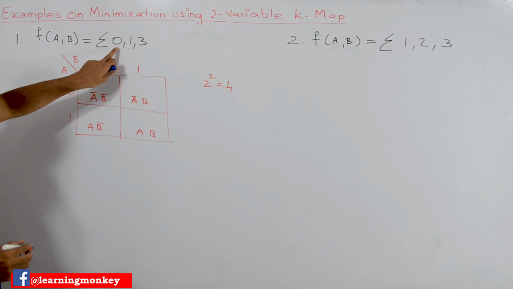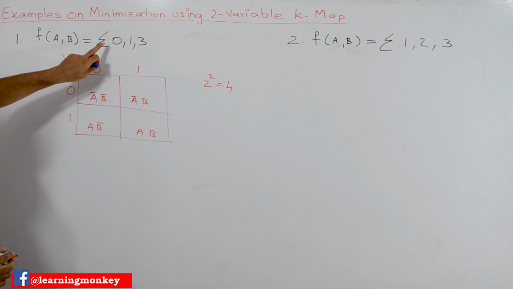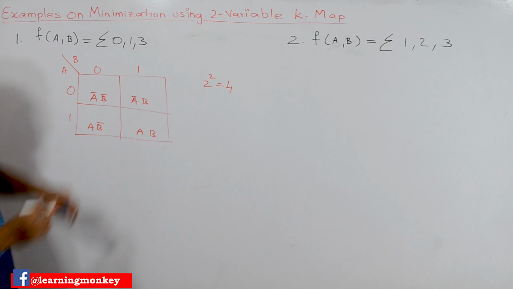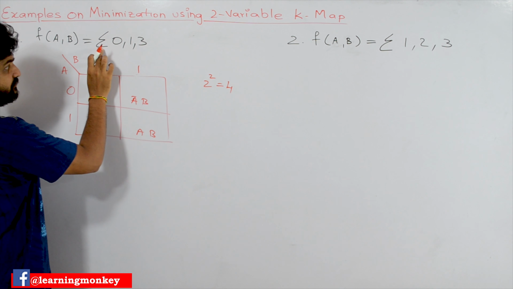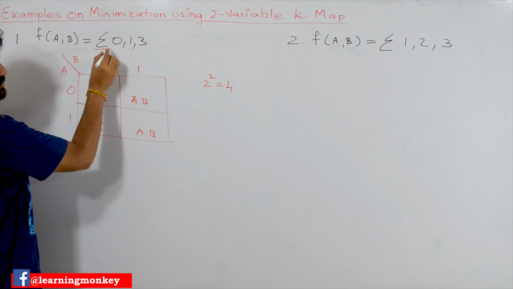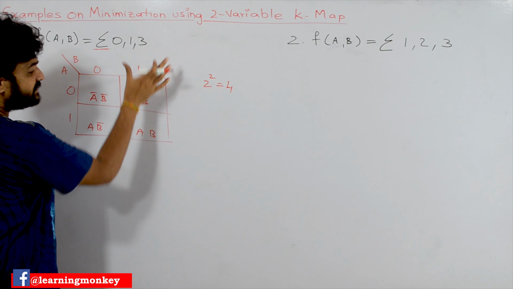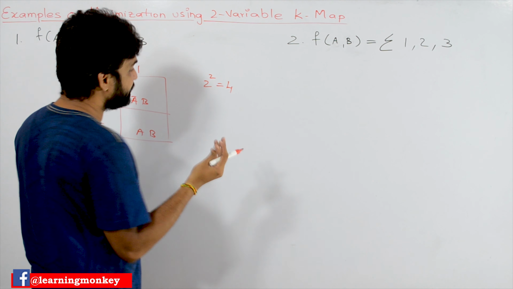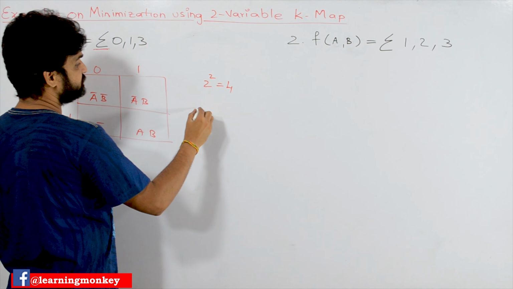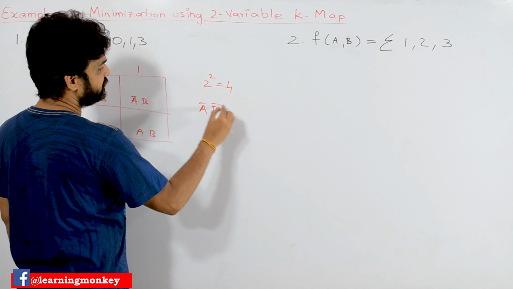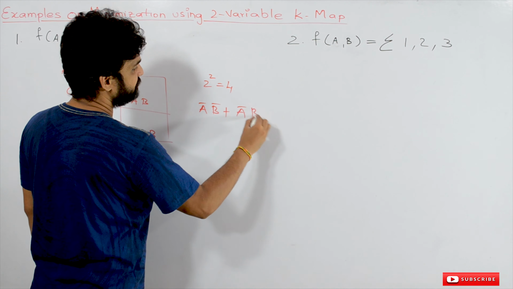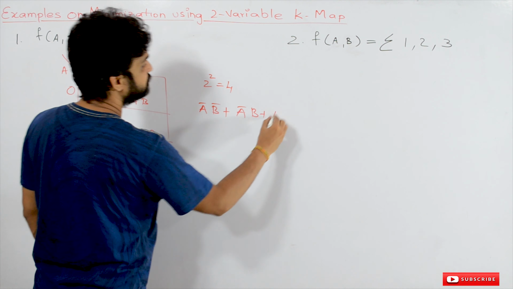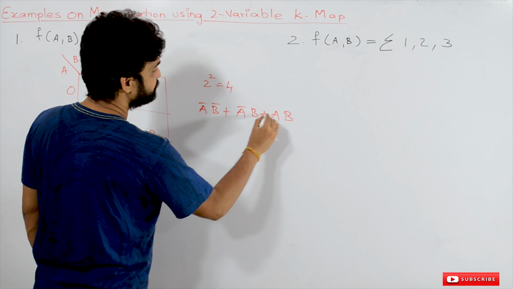Now, what are the min terms that are there in the function? It is 0, 1, 3. This symbol is for sum of the products. If you expand this into a sum of products expression, it is equal to A complement B complement plus A complement B, since 1 is for A complement B, plus AB, since 3 is for AB. So this is the expression.